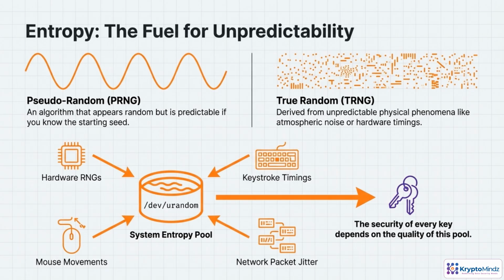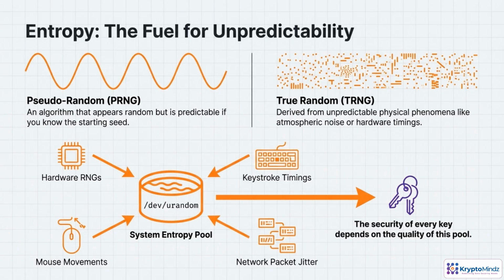I want to tell you about two real incidents. In 2006, a team of researchers discovered that many embedded systems were generating weak keys. Why? Because they didn't have good entropy sources. They were seeding their PRNGs with the current time or device ID values that might be predictable. Thousands of devices had weak keys that could be broken.